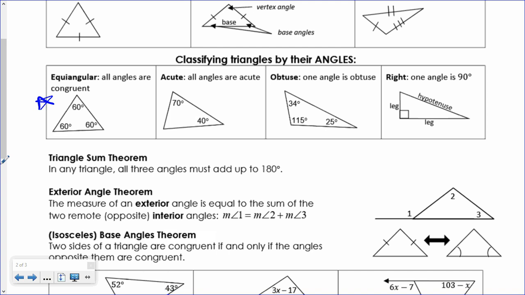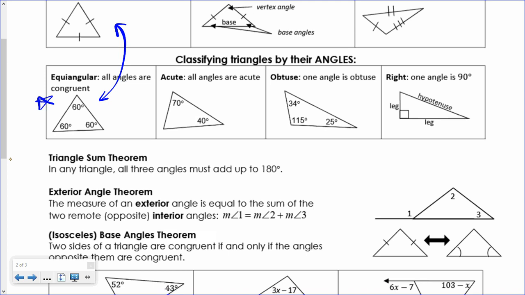There are questions that really require you understanding that. So put a little star and remind yourself that when all of the angles or all of the sides are the same, these are really the same kind of triangle. If all the sides are the same, all the angles are the same as well, and they're all going to have a measure of 60. That's an important strategy to remember.